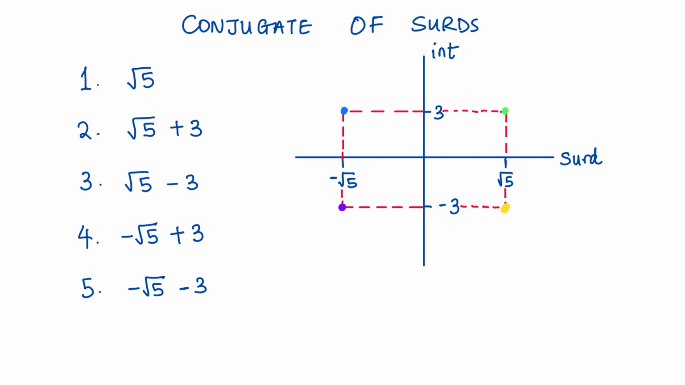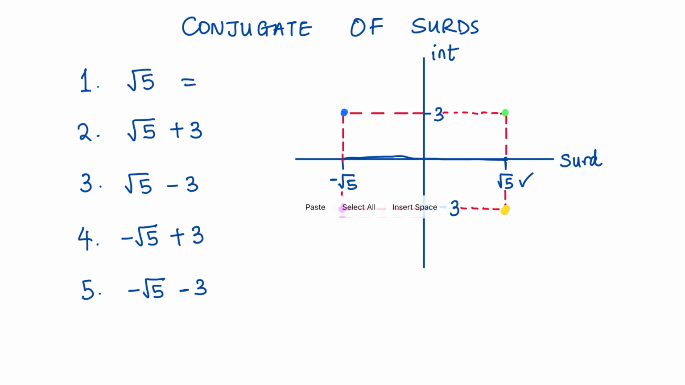Our first example is root 5. And on our graph, root 5 is located here. Now, to find the conjugate of any surd, all you have to do is imagine this graph that I've drawn and then draw a straight line to the opposite side. So, for root 5, which is here, the conjugate of the surd will be the straight line on the opposite side, which is negative root 5.